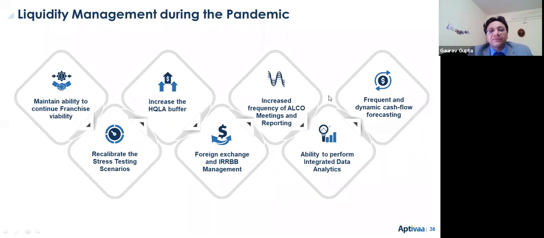But once the situation normalizes, the banks need to get out of their comfort zone and work towards reducing this HQLA buffer, because then the requirement from the fund lending side will increase. On the reporting side, one suggestion is to increase the frequency of ALCO meetings and reporting, and the ability to perform integrated data analytics, because all those things are quite dynamic in nature. We cannot do that analysis once a year and keep it that way. We have to continuously refresh, at least on a quarterly or half-yearly basis, our stress testing numbers and our dynamic cash flow. So this is a brief introduction of this ILAAP.